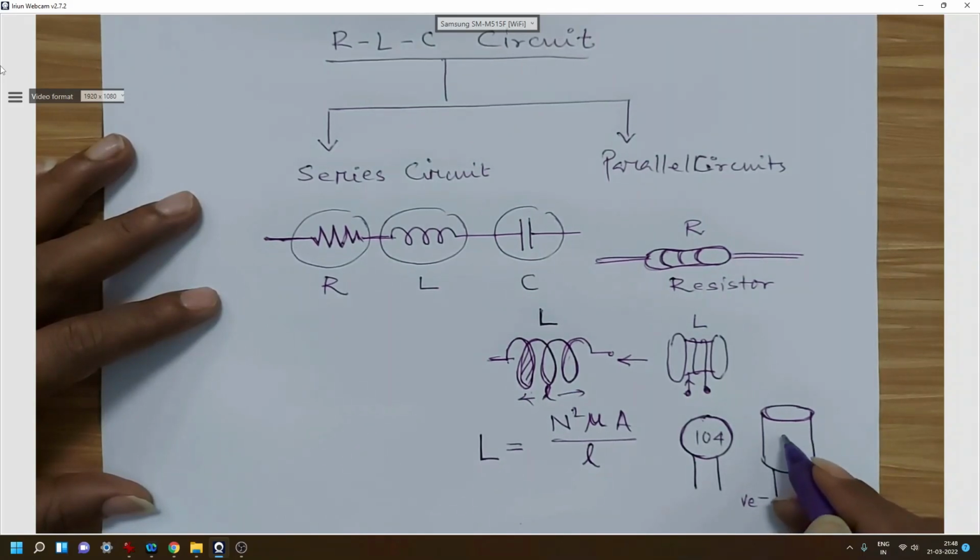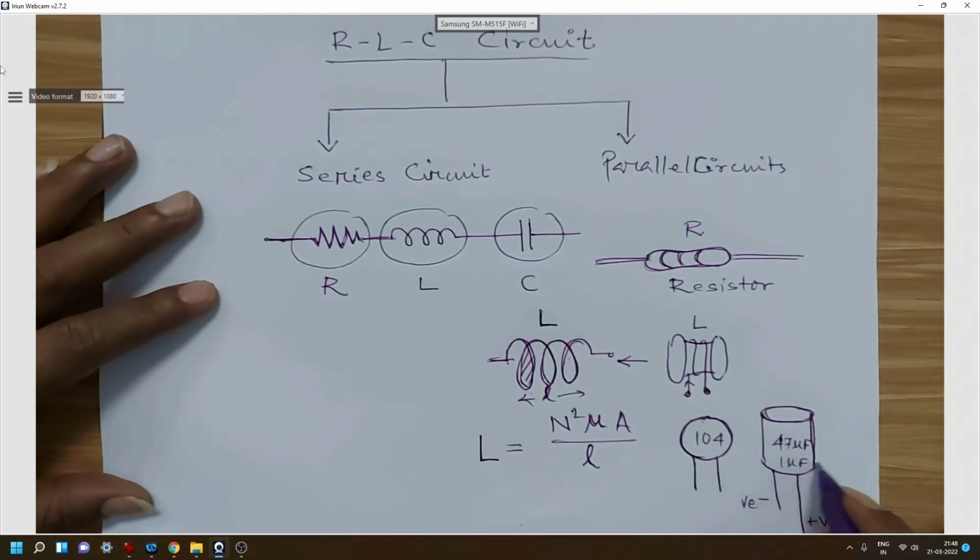Here there will also be some voltage and capacitance values, like 47 microfarad or something else, or even 1 microfarad or 10 microfarad. Anything will be written as per the manufacturer's indication. In this way we will be able to identify capacitors.